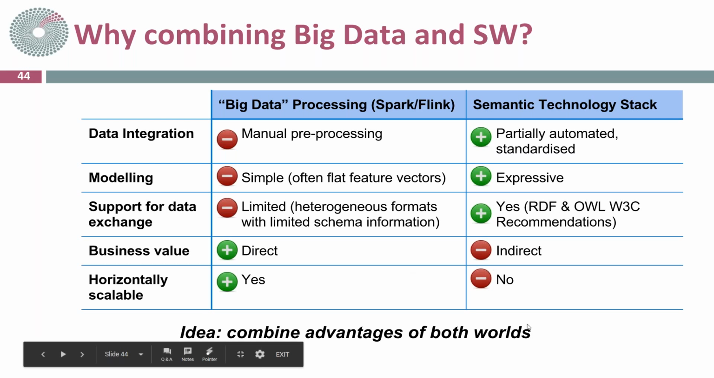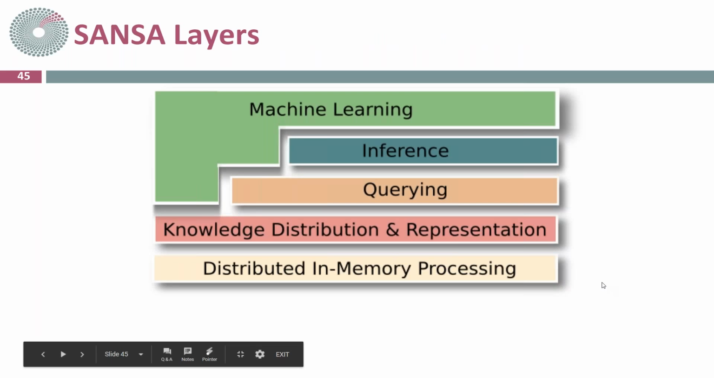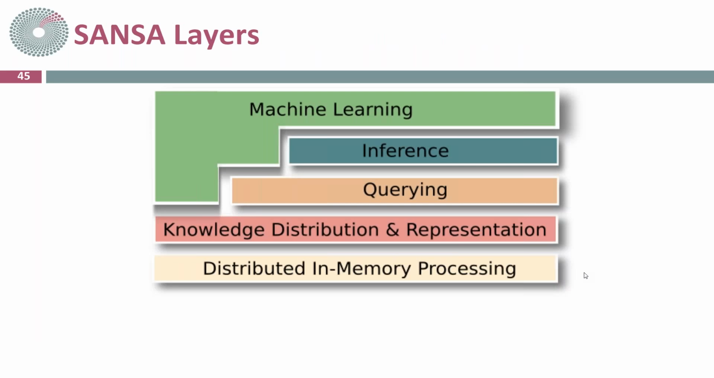So by combining those two worlds, essentially, we hope to retain the benefits of both in the SANSA stack, which consists of those 5 layers here. At the bottom, you have the distributed in-memory processing framework. In our case, we support Apache Spark and Apache Flink. Then we have a layer for representing knowledge and data and distributing it across nodes in a cluster. Then we have a query layer, which allows you to obtain information from the knowledge graph. An inference layer allowing to compute facts out of the explicit knowledge in the knowledge graphs. And then we have a machine learning layer on top, which includes several optimization algorithms.